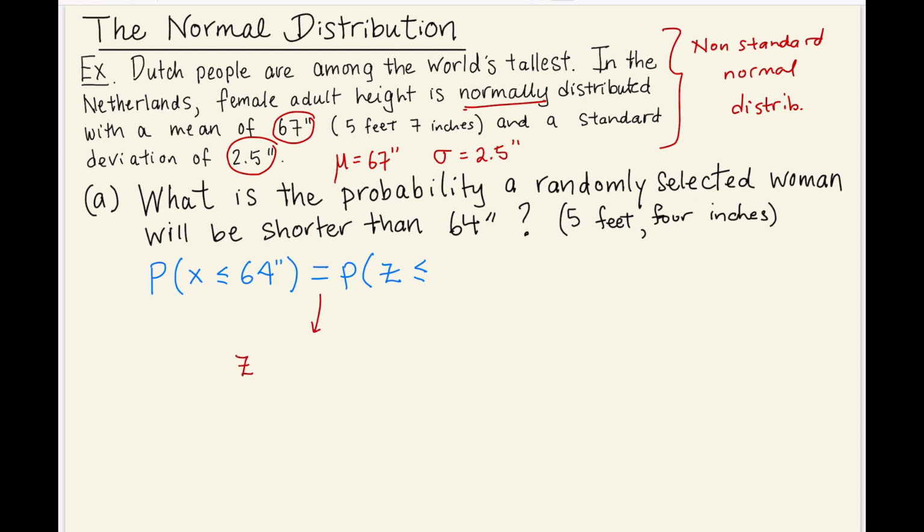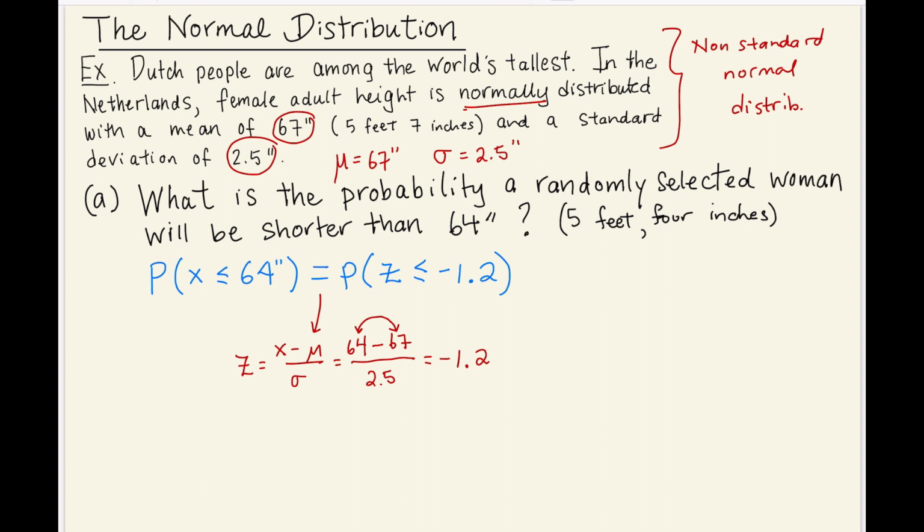Z is given by, remember, x minus mu over sigma. So that would be 64 minus 67 over 2.5. Be careful about the ordering here. I often see students get that backwards. And that ends up being negative 1.2. That's my z-score. So in order to find this probability, I need to figure out the probability that a z-score is less than negative 1.2.